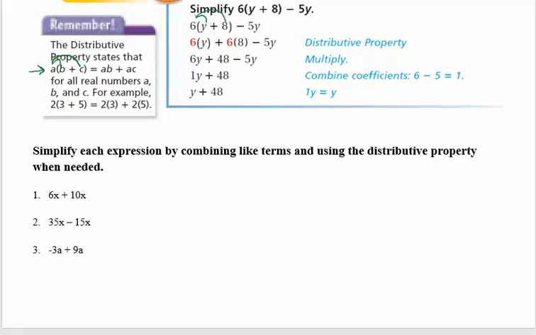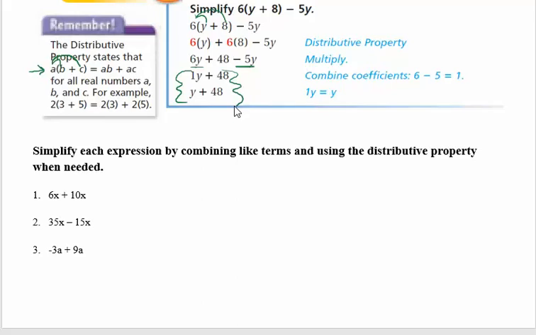Then we simplified both parts. 6y is just 6y. 6 times y is just 6y. 6 times 8 is 48. Now we look for like terms. 6y minus 5y are like terms. And 6y minus 5y, you just combine the number parts, the coefficients. 6 minus 5 is 1, so we'd have 1y plus 48. The 48 just gets rewritten. You could also write that as y plus 48. Either of these answers are correct. You don't have to change one to the other.